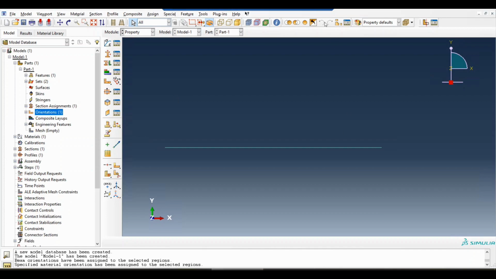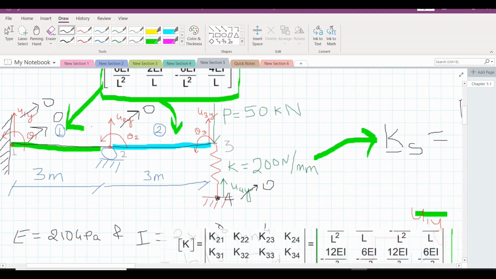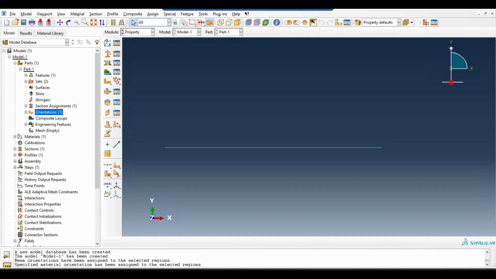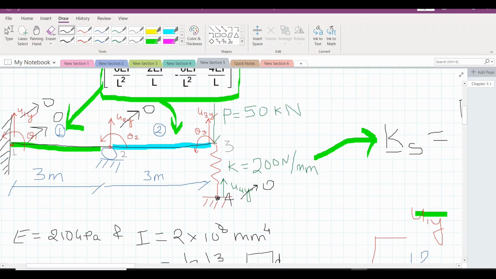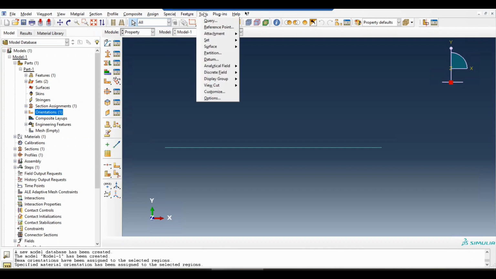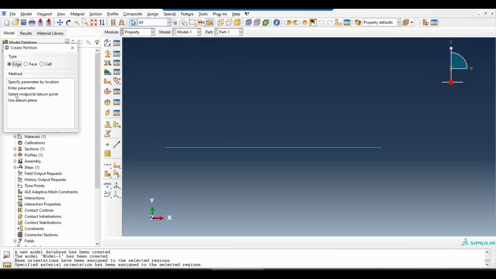As you see in our problem that we have a roller right at the center here. In ABAQUS, when you take this beam directly to the assembly, you might not be able to select the center to assign its boundary condition. If you have a roller somewhere here, let's say at a distance of like 5 meters, then we have to create a partition so that we can assign our boundary condition. We go to tools, partition, go to edge, and then select midpoint or datum point. So you can select this point and say create partition. That's it.